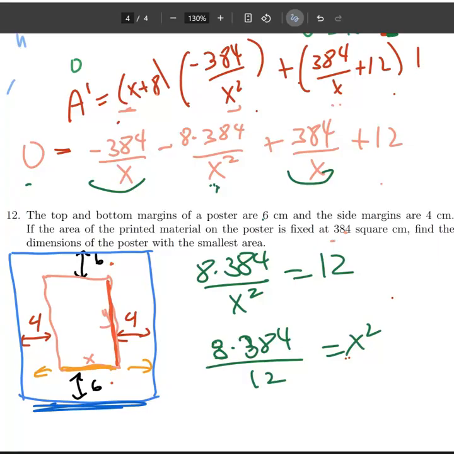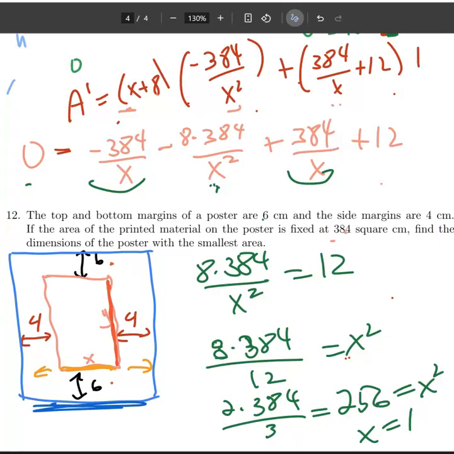So let's see. 4s. We get 2 times 384 divided by 3. Does that turn into anything nice? Okay, 384 divided by 3 is 128. So 128 times 2 is 256. So 256 is x squared. Oh, will you look at that? And I know that 16 times 16 is 256. So x is equal to 16.